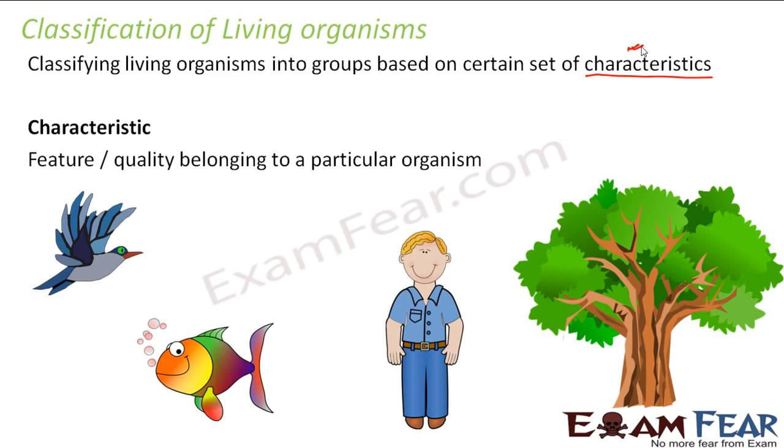Similarly, fishes can swim. So swim is a characteristic of the fish. Trees are immobile. They cannot move from one place to another. But trees can prepare their own food with the help of sunlight. So they can photosynthesize. So that is again a characteristic of the tree.